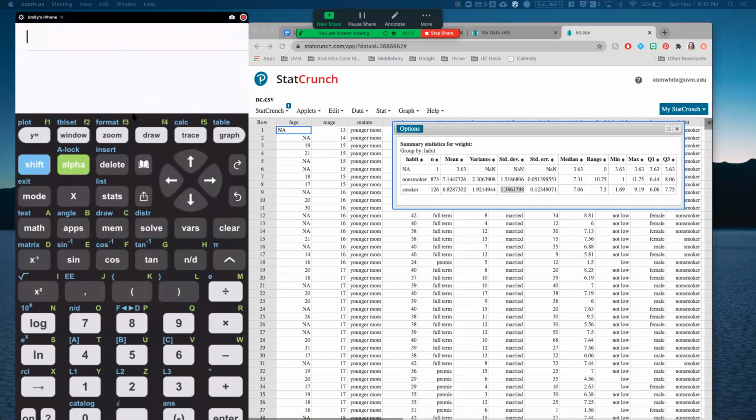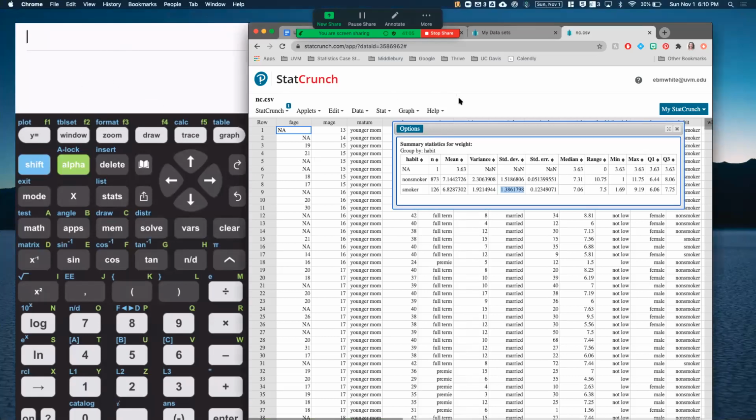All right, so here's my graphing calculator. A couple of different things. The first thing I want to do is, I know there's two separate groups and the data here is not paired, right? We have two very independent groups. We have a group of smokers that really have no relationship to our group of non-smokers. So we know we've got two independent samples.